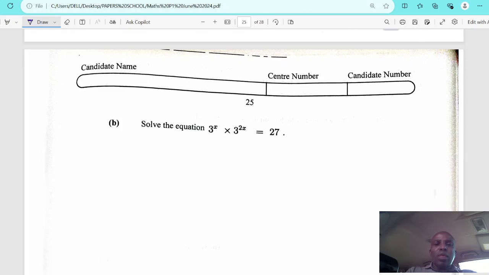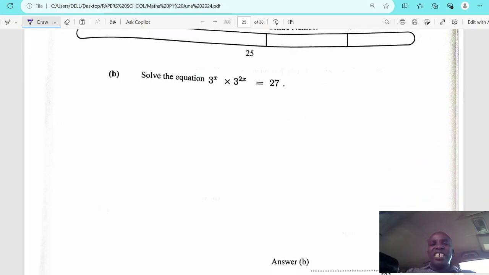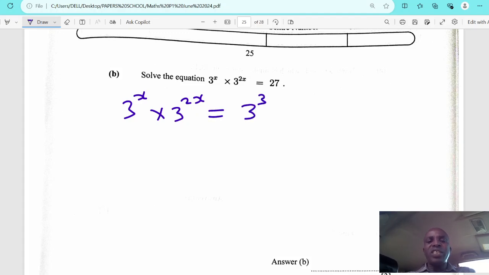Done. Next, solve the equation. These are equations involving indices or powers. So make sure you express everything in powers of 3. After that, you just equate the powers, making sure the bases are the same. So it will be 3 to the power x times 3 to the power 3x is equal to 27, which is 3 to the power 3.